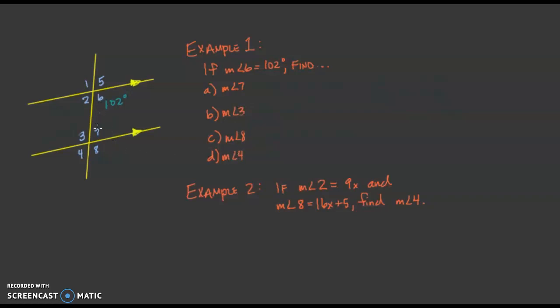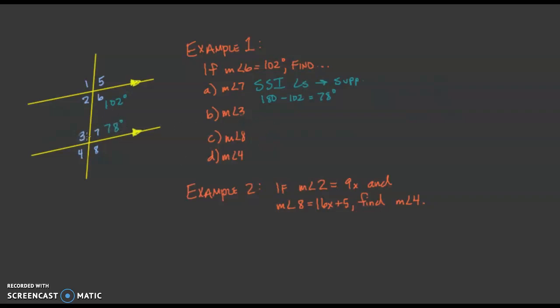I notice that angles 6 and 7 have one of those special relationships we just talked about, which is that they are same side interior angles. Which means that since the lines are parallel, they should be supplementary. They're going to add up to 180. So the measure of angle 6 plus the measure of angle 7 equals 180. Well, that tells me that if I want to find angle 7, all I got to do is take 180 minus 102, and that's 78 degrees. That's going to be my measure of angle 7, 78 degrees.